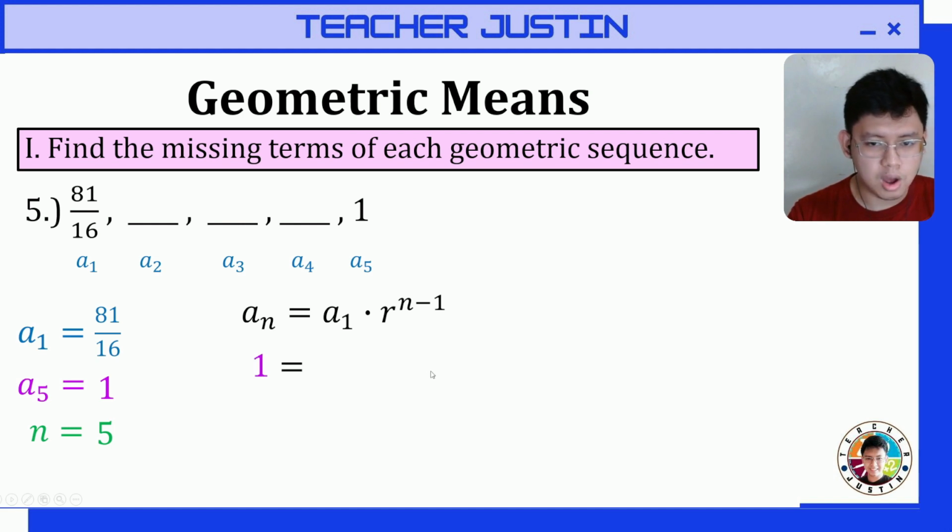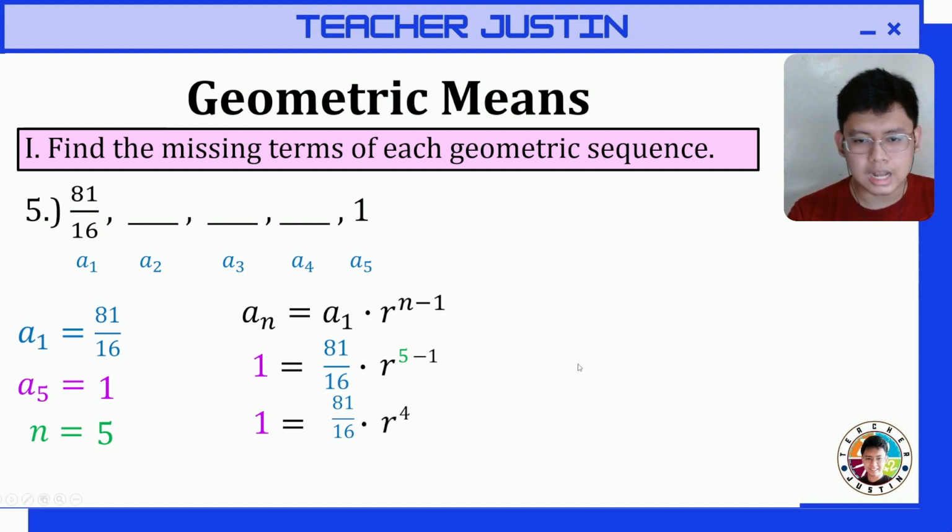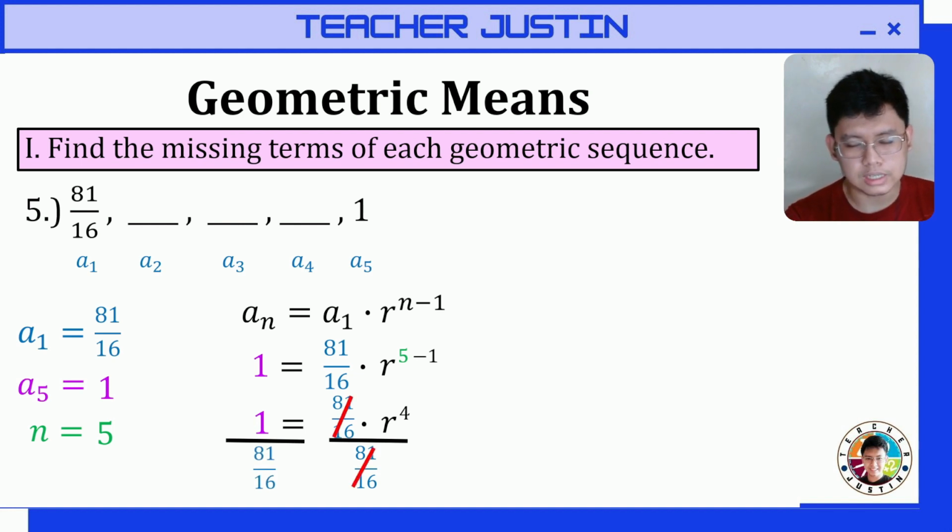That will give us 1 is equal to 81 over 16 times r raised to 5 minus 1. Now, let's simplify the exponent first. So, we will have 1 is equal to 81 over 16 times r raised to 4. Now, tanggalin natin si 81 over 16. So, let's divide both sides by 81 over 16. So, makaka-cancel out si 81 over 16.